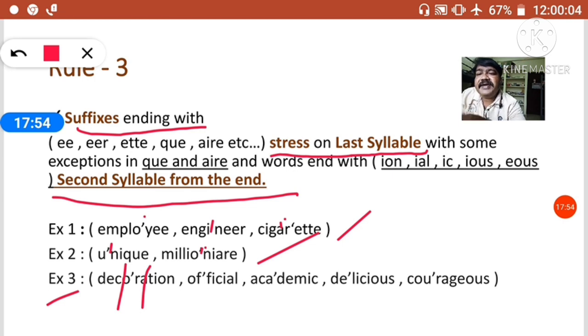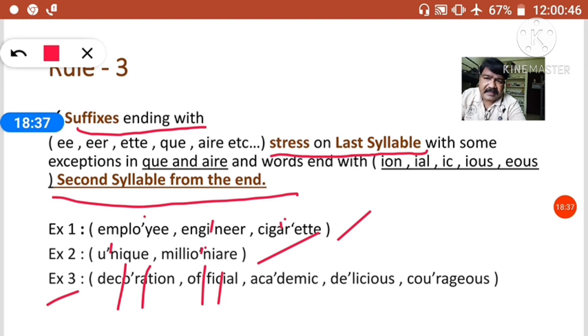Now here, official. It is a trisyllabic word. Here CIAL is the first syllable from the end and FI is the second syllable from the end. So where did I keep the stress mark? At the second syllable from the end. Now let us come to the next example, academic.